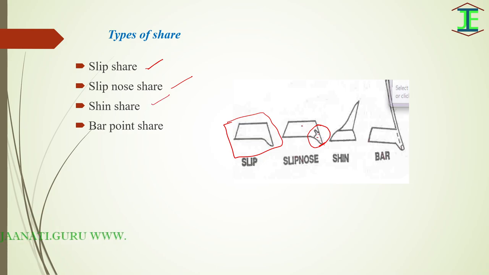Shin share. So shin share is the same as slip share, but there will be an extension which is called the shin. This is the shin. Bar point share. So in bar point share, the cutting point is a bar. So at the cutting point, a bar is attached.